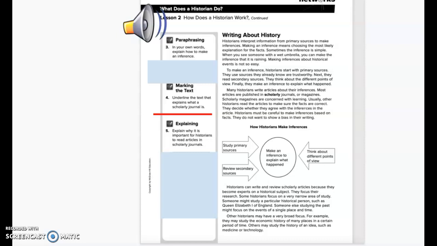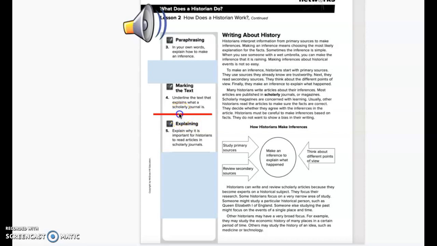Before we continue reading, we're going to review the blue text box questions over on the left. Number 3. In your own words, explain how to make an inference. Number 4. Underline the text that explains what a scholarly journal is.